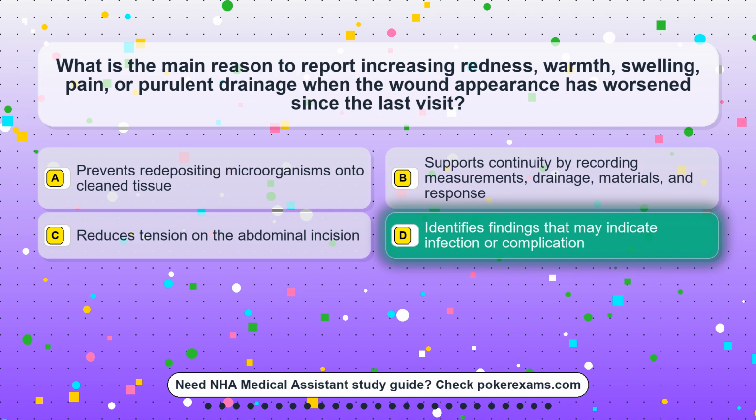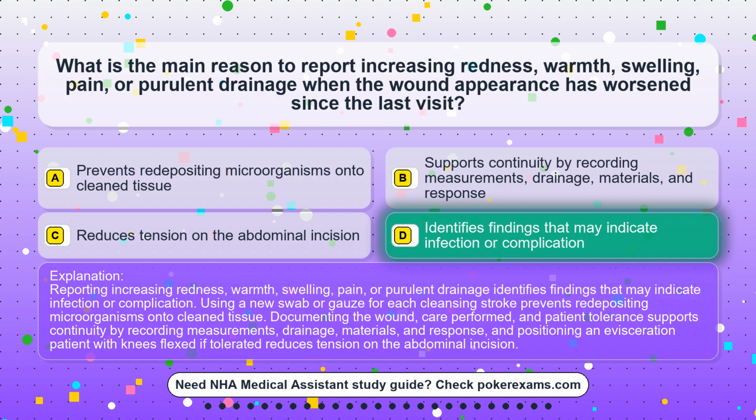The correct answer is option D. Identifies findings that may indicate infection or complication. Reporting increasing redness, warmth, swelling, pain, or purulent drainage identifies findings that may indicate infection or complication. Using a new swab or gauze for each cleansing stroke prevents redepositing microorganisms onto clean tissue. Documenting the wound, care performed, and patient tolerance supports continuity by recording measurements, drainage, materials, and response, and positioning an evisceration patient with knees flexed if tolerated reduces tension on the abdominal incision.